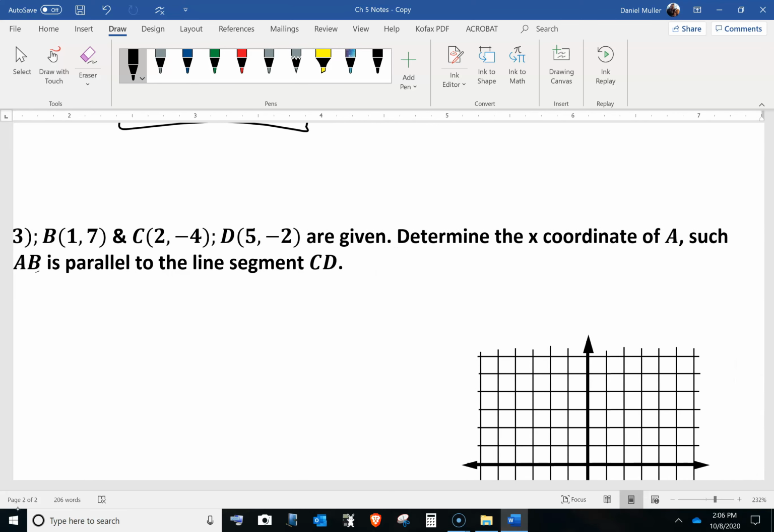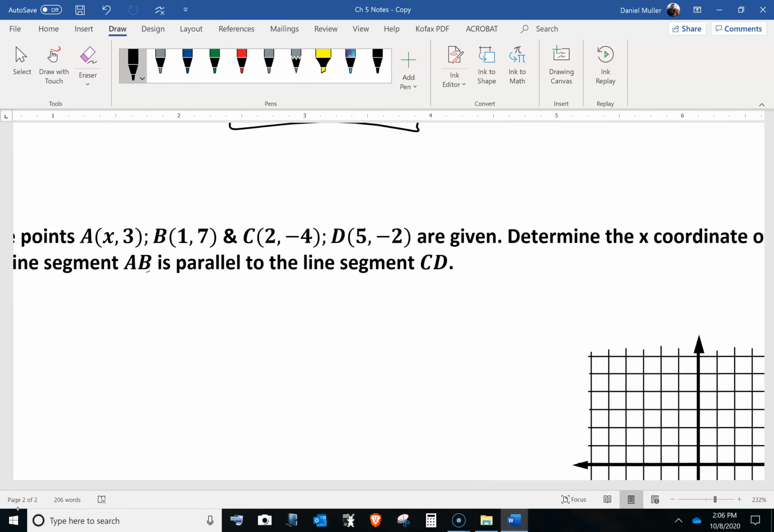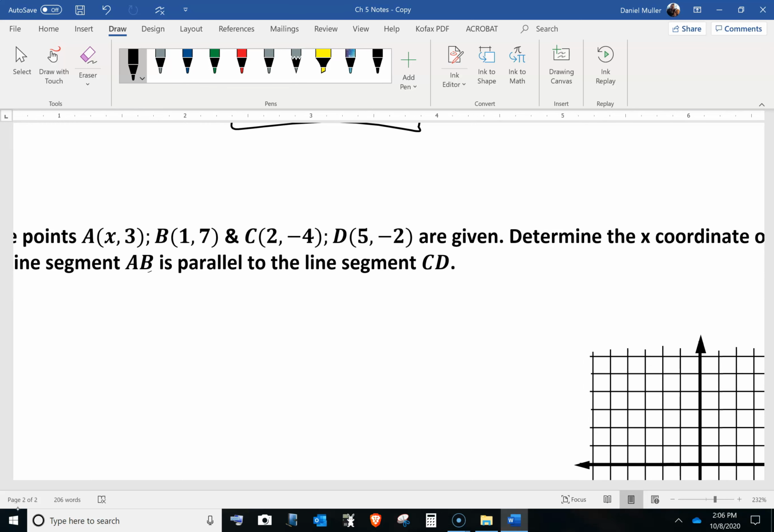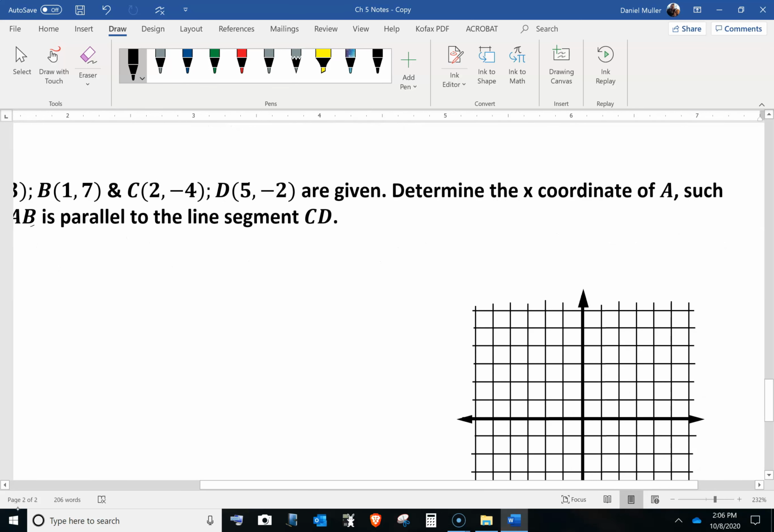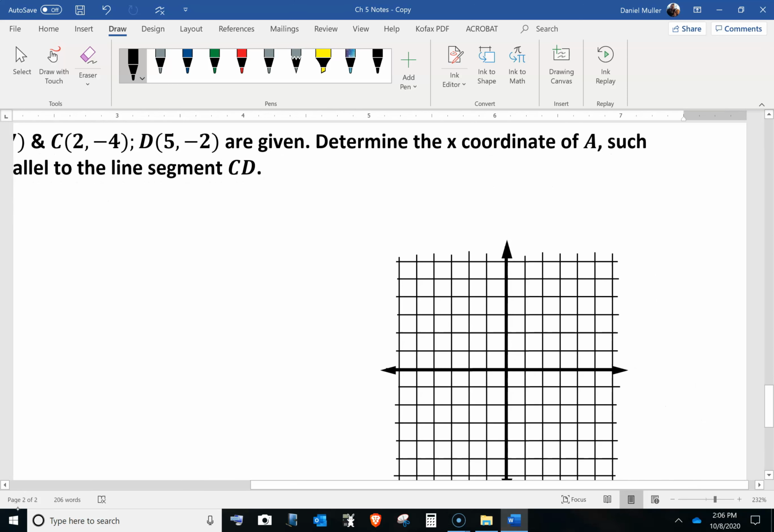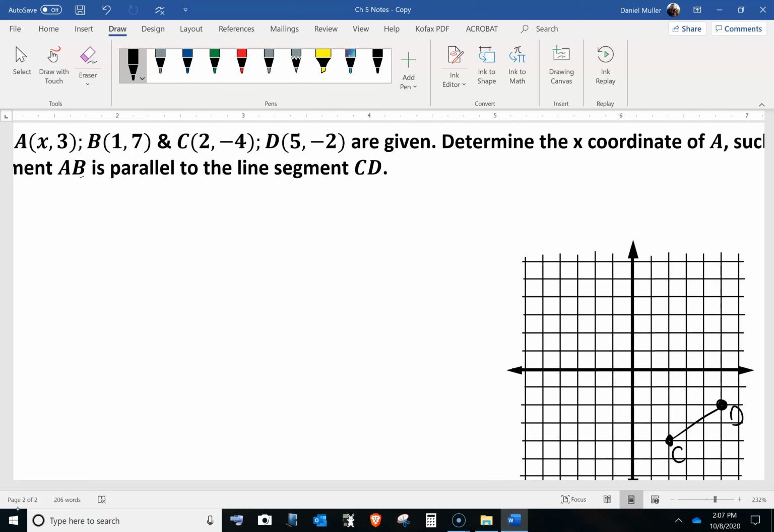Determine the x coordinate of A. Okay, beautiful. And we want to make sure, of course, that it's parallel. So let's start by graphing C and D. So C here is right 2, down 4. So that's our C. And then our D is right by 5 and down 2. 1, 2, 3, 4, 5, and down 2. Okay. So this is our line. And we need to make sure it's parallel.